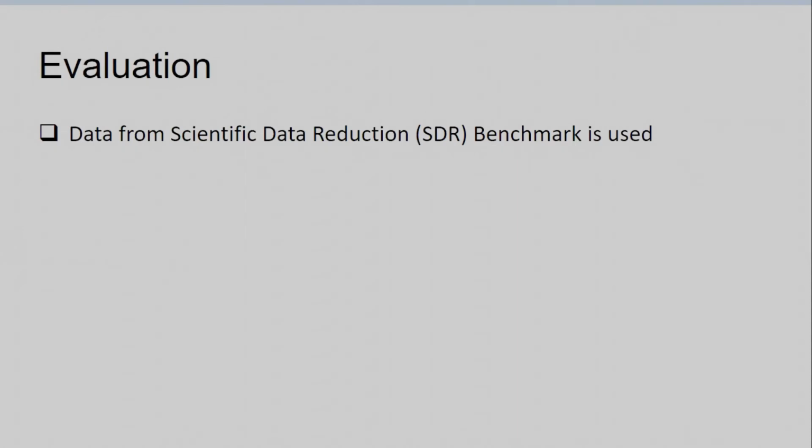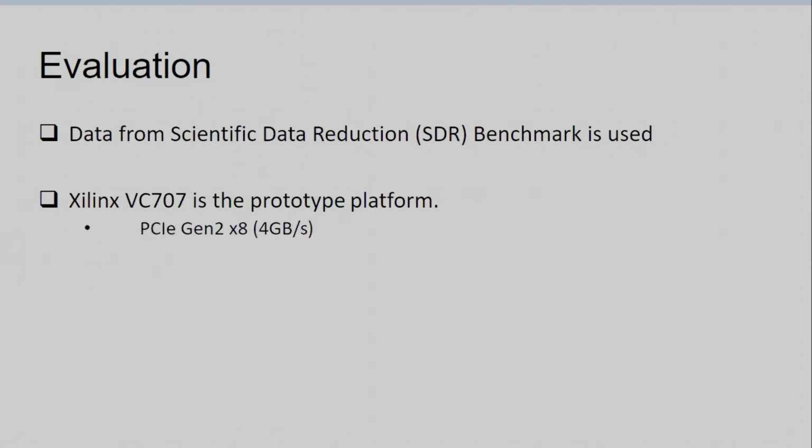For evaluation, we are using real-world datasets which are from a scientific data reduction benchmark. We use the Xilinx VC707 as our prototype platform. VC707 is an old chip which has a PCIe Gen 2x8, which can provide 4 gigabytes per second bandwidth. It also has a 1 gigabyte onboard memory, which can provide more than 10 gigabytes per second bandwidth.